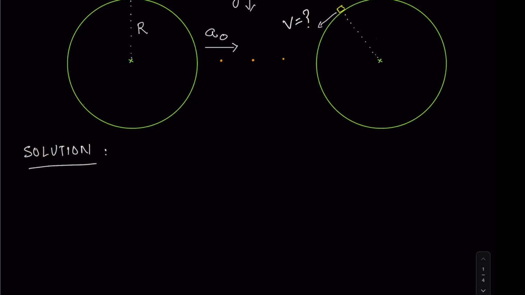Since we need to find the speed with respect to the sphere, let's set our frame of reference as the sphere, which is accelerating. We are told that the sphere is accelerating at value a naught, so we'll need to keep that into account when we are accounting for forces acting on the particle. So let's look at that.